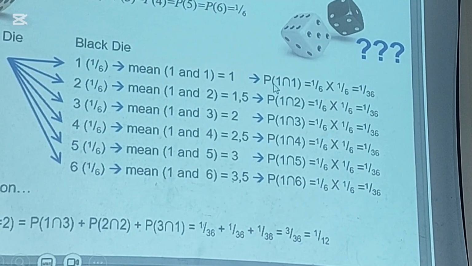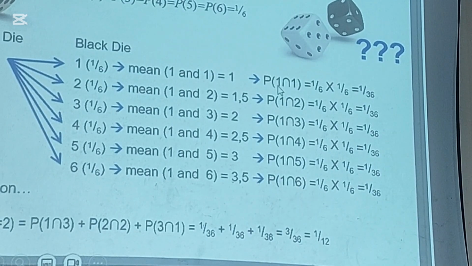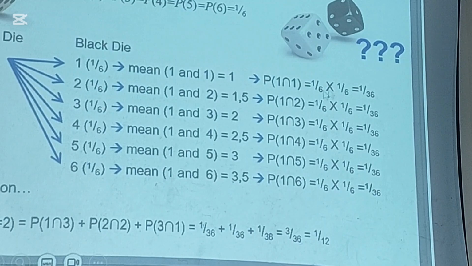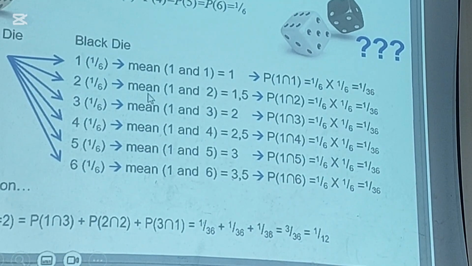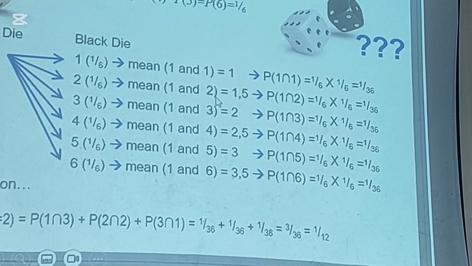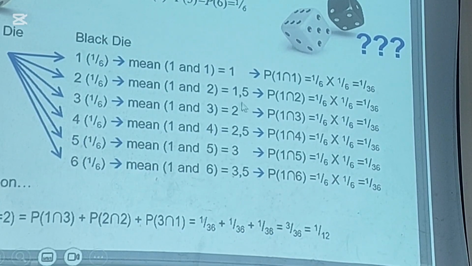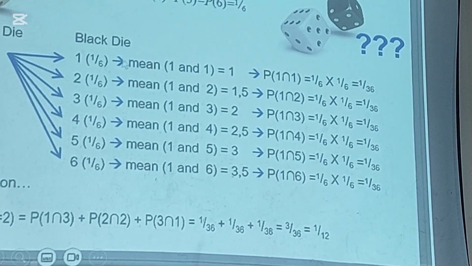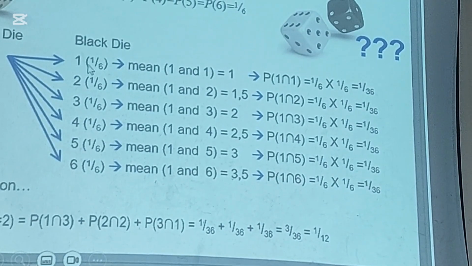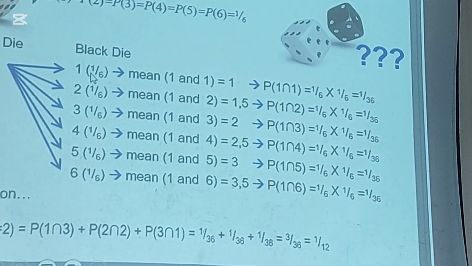So this is the intersection. We have the probability of 1 intersection 1 like this. For the mean, the average of 1 and 2, we have 1.5. So this is the mean, and this is the intersection.